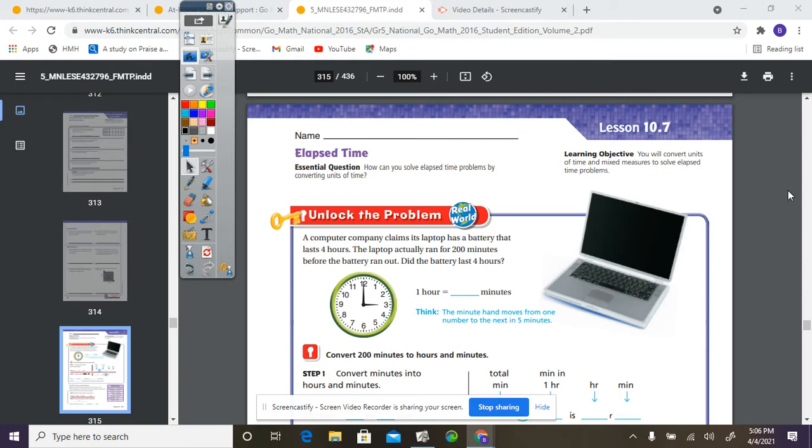So today we're learning about elapsed time. Elapsed time basically means how much time has passed. Some problems you might see might be like, for instance, Billy went home and worked on his homework for an hour and a half. He finished his homework at 5 o'clock. What time did he start his homework? So you would count backwards in time. You would see how much time had passed, okay?